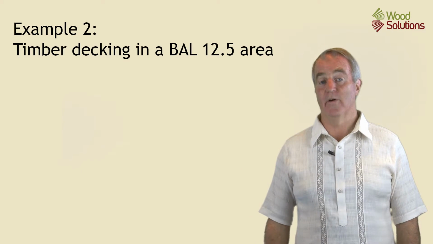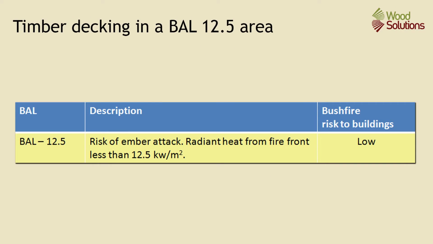The second example is for timber decking in a BAL 12.5 area. BAL 12.5 sites have a risk of ember attack and a low risk of building fire from bushfires. All traditional timber framing and external products and systems can be used, but there are some restrictions on elements within 400 millimetres of the ground or a horizontal surface.